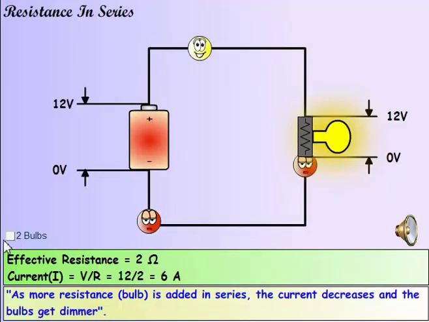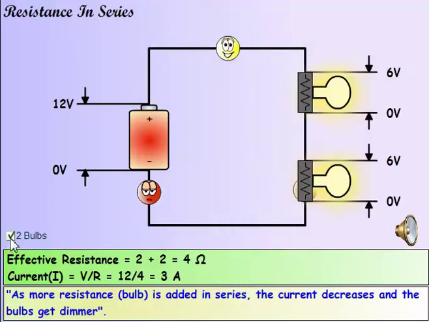As you keep adding bulbs in series, the effective resistance increases and the current decreases. This makes the bulbs glow dimmer as the resistance keeps increasing.